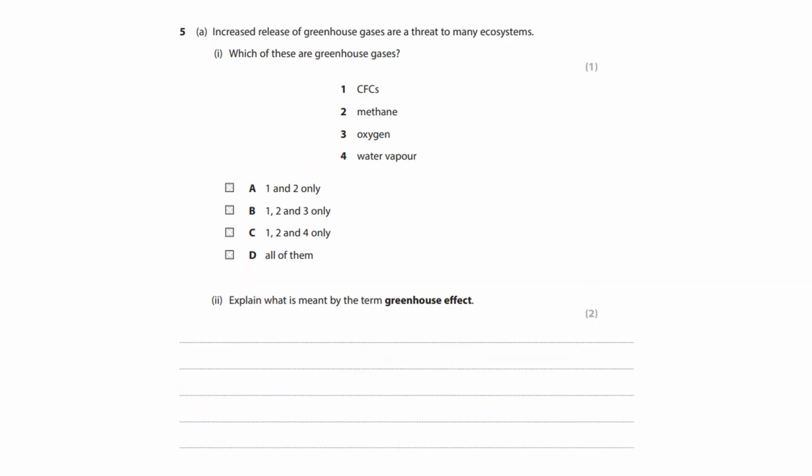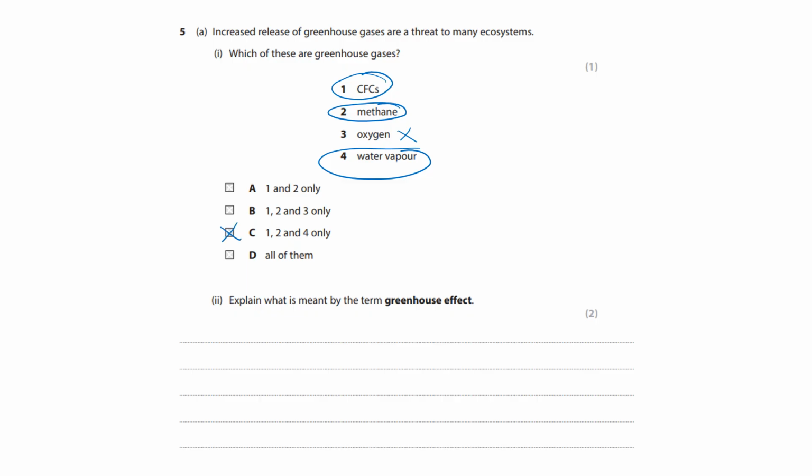Okay. Question 5. Increased release of greenhouse gases are a threat to many ecosystems. Which of these are greenhouse gases? So we have CFCs, methane, oxygen, and water vapor. CFCs are a greenhouse gas, methane, greenhouse gas, oxygen is not a greenhouse gas, water vapor is a greenhouse gas. So it's 1, 2, and 4. Yep, so that is C.